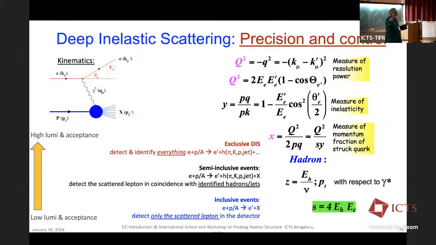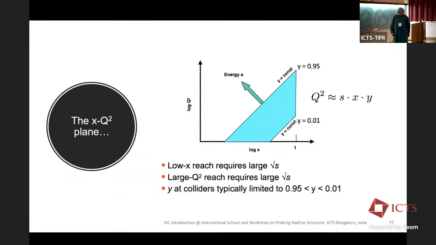You can have a huge luminosity, but no detector, there is no acceptance, right? Think about the extreme cases. Huge luminosity, no acceptance, or you have a full detector and you have one electron hitting every 2 years. No physics, right? So think about it this way. You need the product.